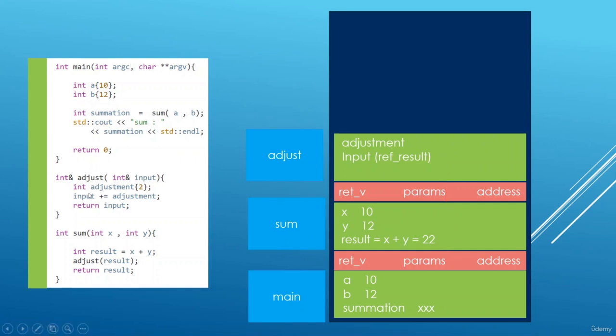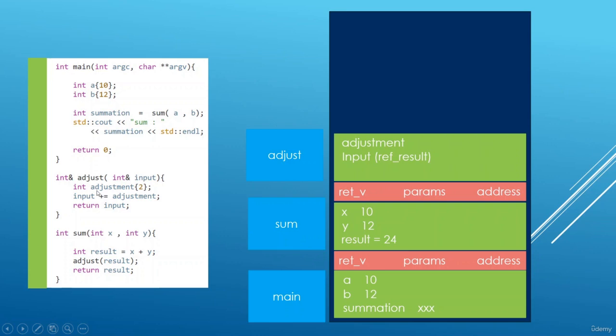Okay, so what we're going to do in the adjust function is add the adjustment to the input, and the result of that is going to be stored in our input here. So we're basically going to erase the value we have in the result variable in the sum activation record, and we're going to change that to a 24, because 22 plus 2, that's going to be 24.